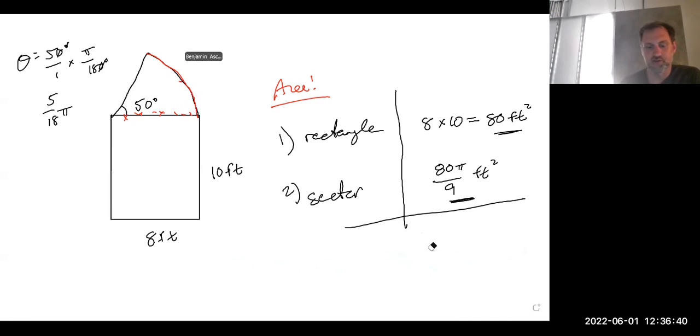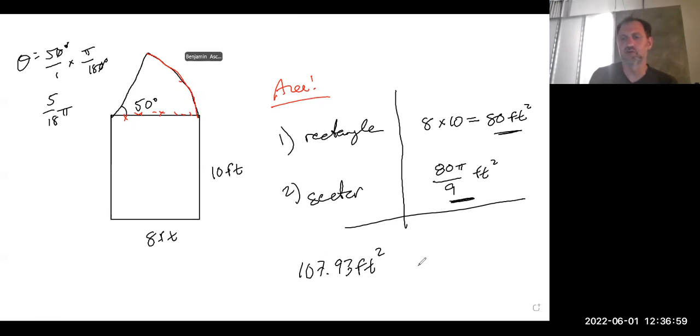To the nearest hundredth, it's like 107.93 square feet is my best answer.